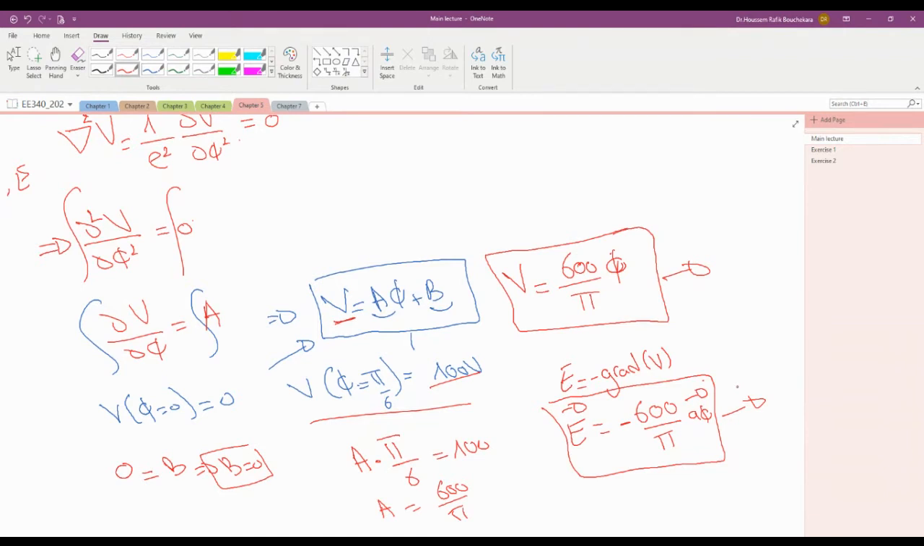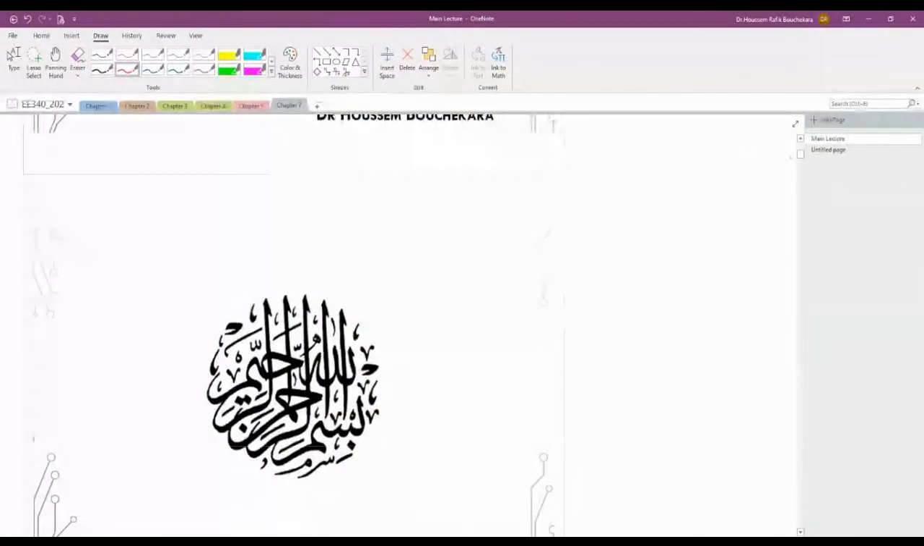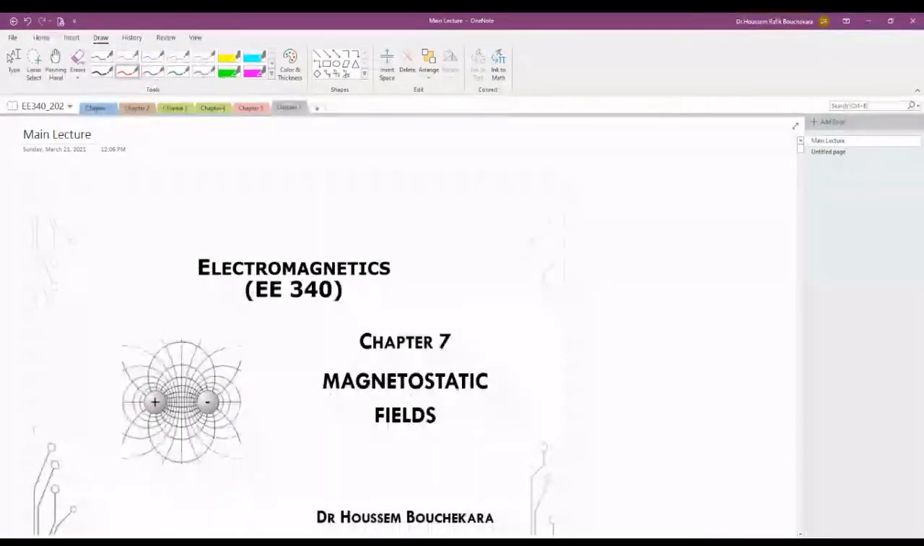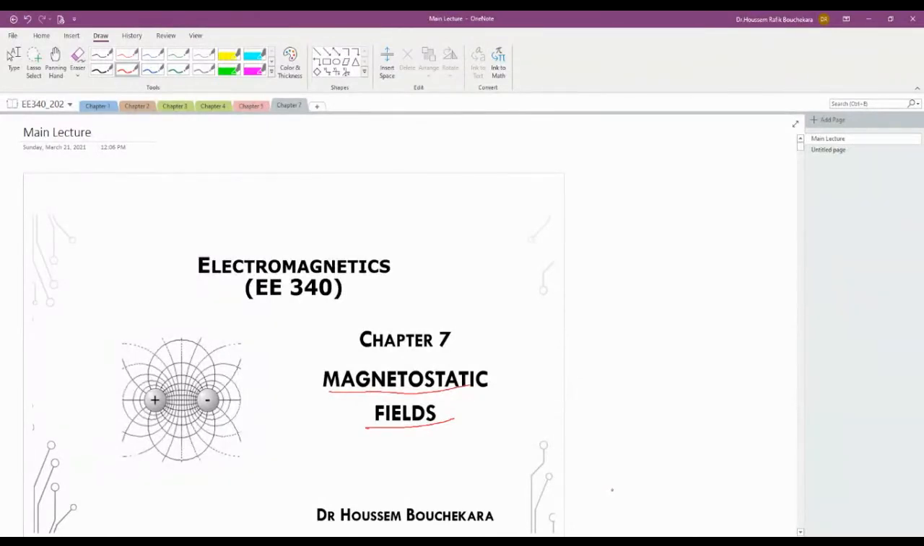Okay, so we have finished chapter number 6. And then we will start chapter number 7, Okay, chapter number 7, the magnetostatic fields.